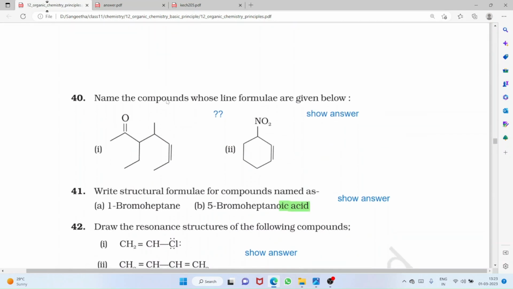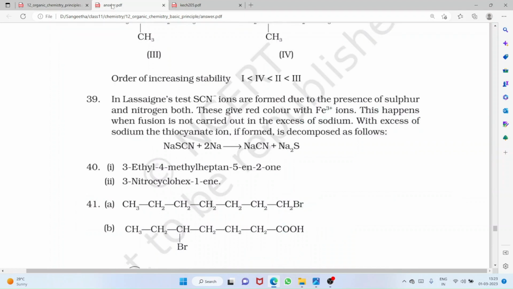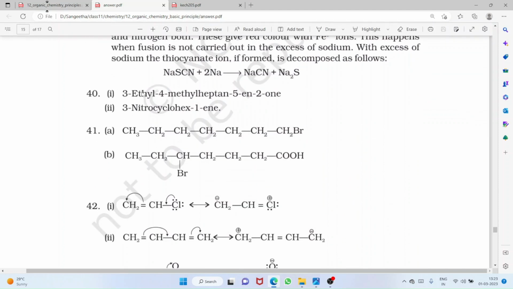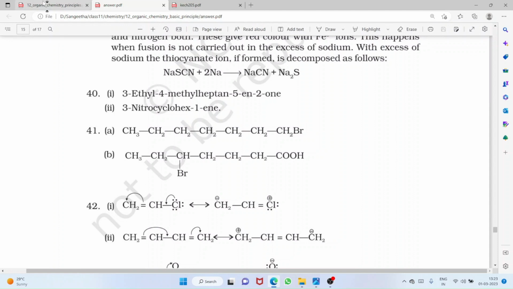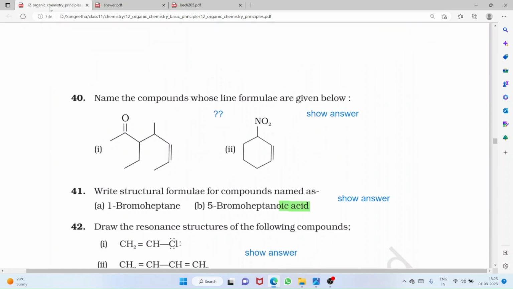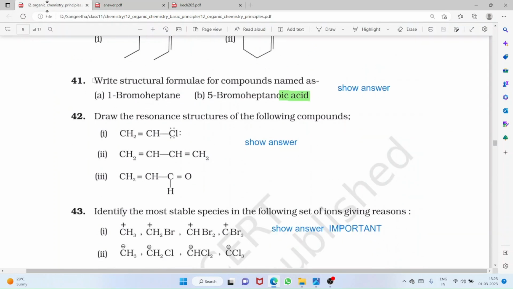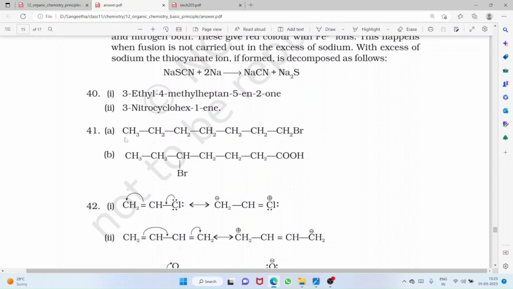Name the compound whose line formula is given below. So this is the compound. You can go through the book to see how to convert the line formula into the molecular formula. Similarly, convert this line formula into the structural formula. Okay, this is the answer.